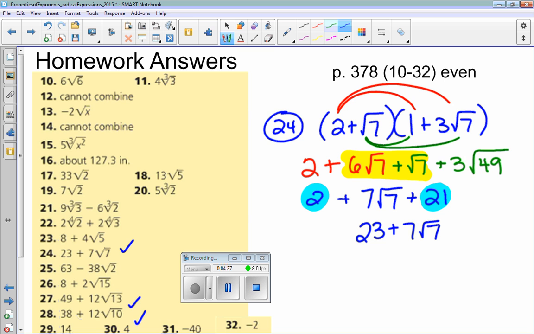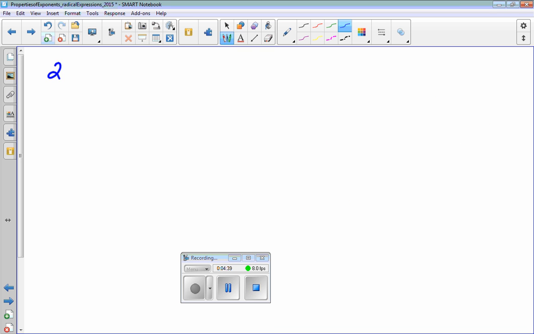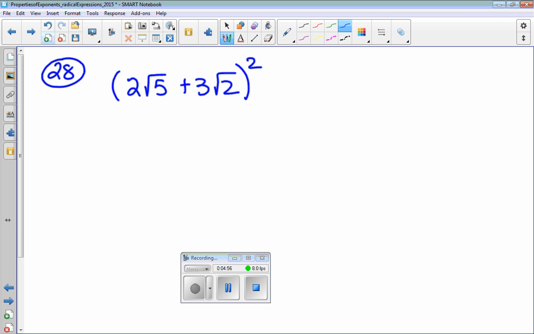Let's look at 28. 28 should have been very similar. If you did not get problem 28, because a lot of you got 6s since that's the one I graded, it's very, very similar, but what is different in the start of this problem? I have 2 radical 5 plus 3 radical 2, quantity squared. So what's different?